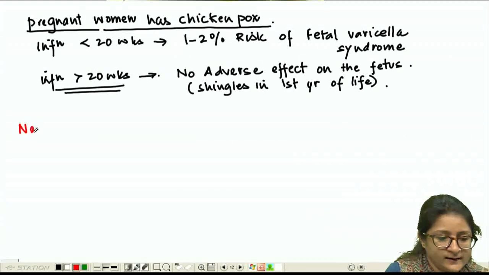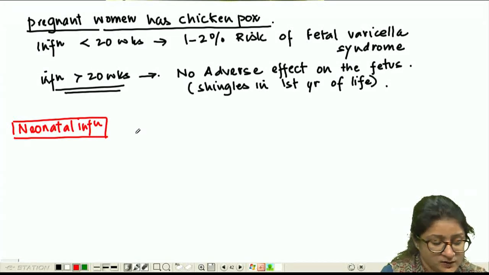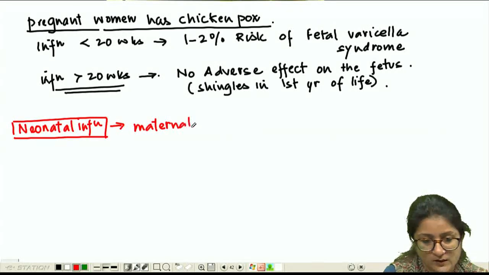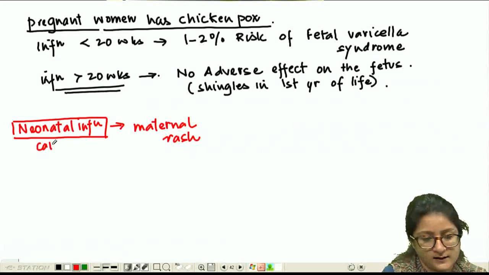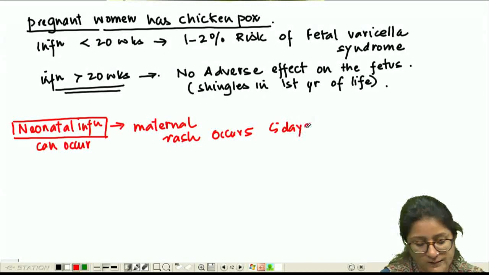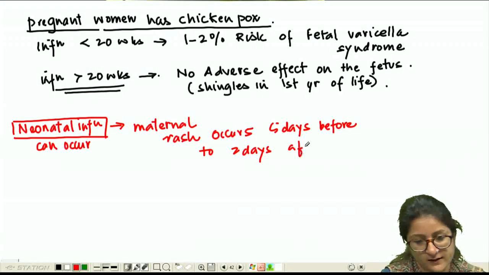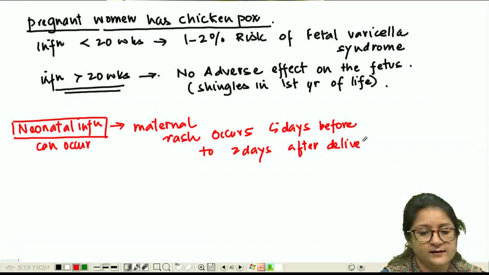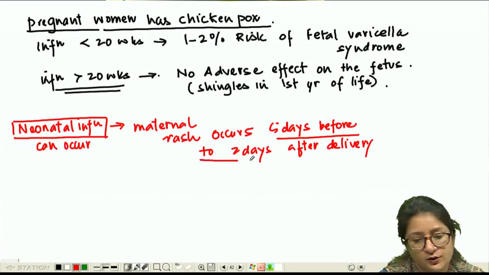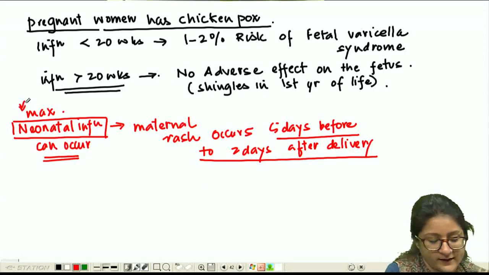On the other hand, neonatal infection can happen via transmission from an infected birth canal. Neonatal infection can occur if the maternal rash or chicken pox occurs 5 days before to 2 days after delivery. If the maternal rash occurs 5 days before to 2 days after delivery, then there are maximum chances of neonatal infection.